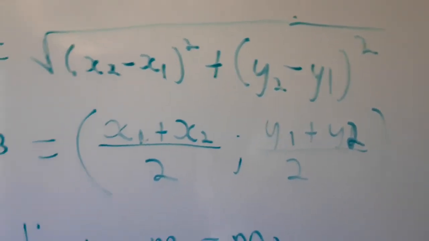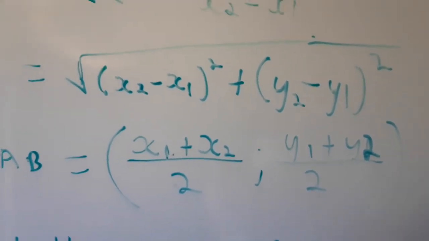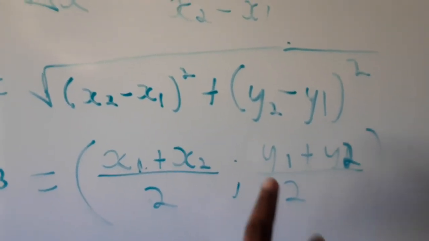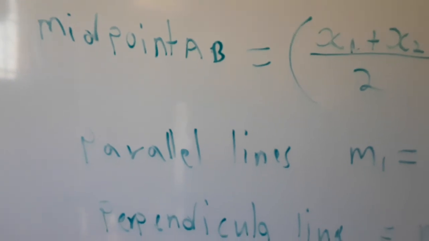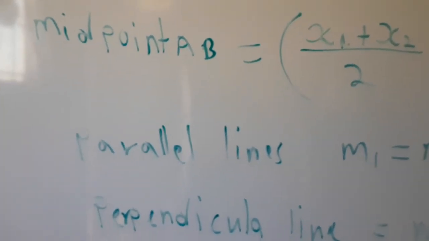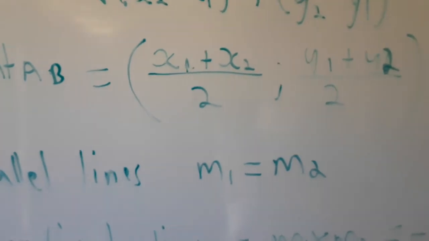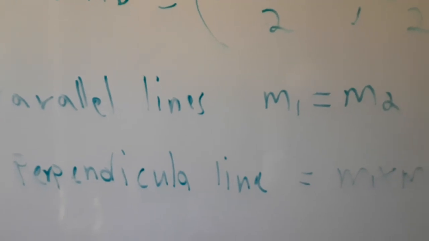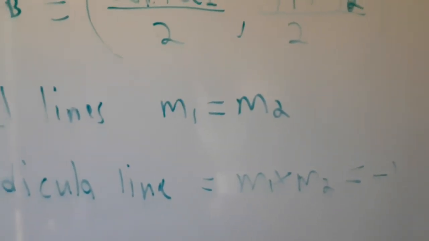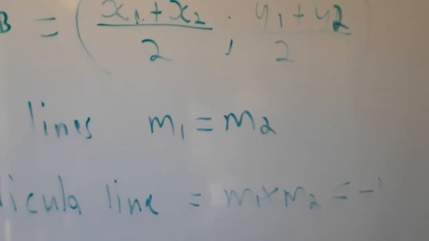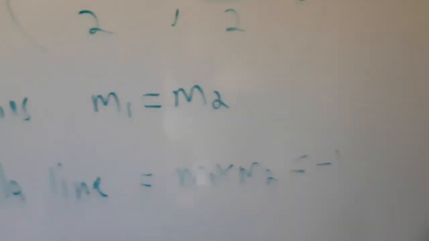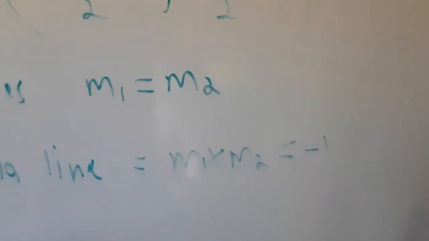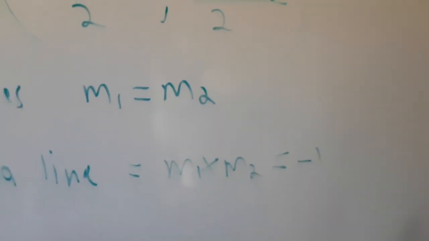This gives you the two coordinates. That's why it's inside the bracket, where this one gives you the coordinate of x and this other one gives you the coordinate of y. Then for parallel lines, to prove that the lines are parallel, their gradients must be equal. If the lines are perpendicular, when you multiply the two gradients, it must give you -1. So you first calculate the gradient of the first line, then the gradient of the second line, then you multiply the gradients together.